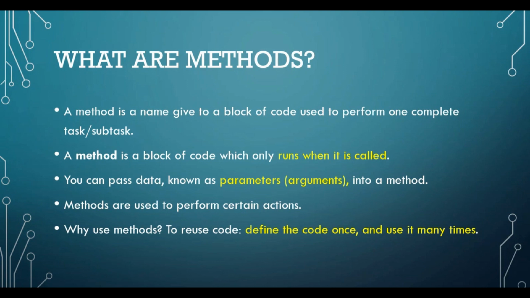A method is a block of code which only runs when it is called. Please remember, it is a block of code, yes, but it will not run automatically. We will see the one method that automatically runs, and that is the main method. But the methods created by us only run when they are called. So when we want to execute it, it executes, otherwise it simply remains inside the class.